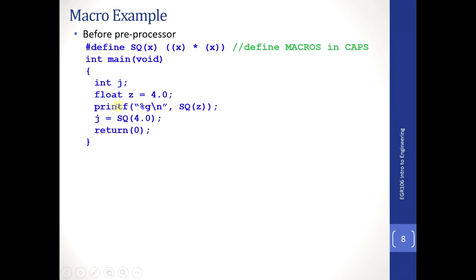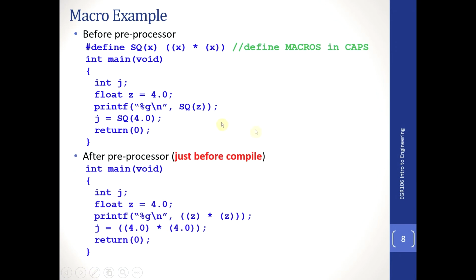So I have my int main, I've declared some variables, I've printed some stuff out. Now look what I'm printing. I'm printing SQ of Z. Well, Z is 4.0, so what's going to replace this? It's actually going to be X times X, or Z times Z. So just before it compiles, my preprocessor goes through and says, every time I see SQ, I have to replace it. Here, I had SQ of Z, it's going to replace it with Z times Z. Here, I have SQ of 4.0, it's going to replace it with 4.0 times 4.0. Now, when my compiler goes through and actually runs my code, this is exactly what it sees. It's already replaced.